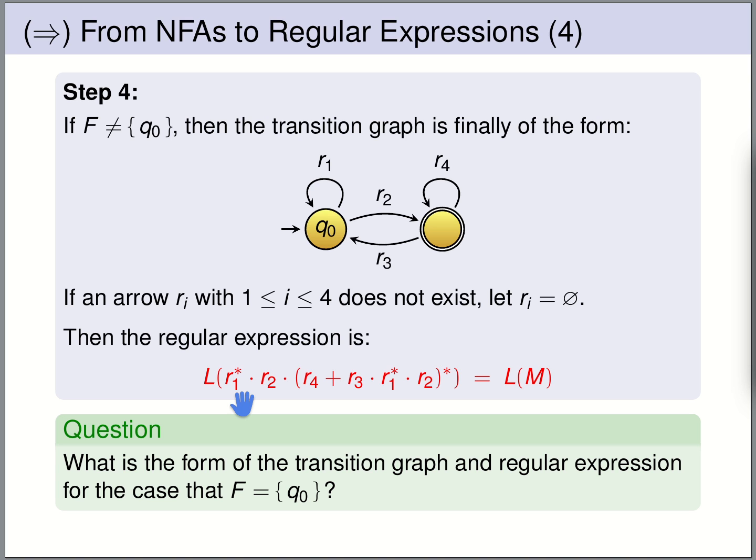Now, what happens if the final state is also the starting state? Then we end up with an automaton that has a single state that is both starting and final. Since we have removed all the double arrows, there can be at most one transition in this automaton. There can be only one loop on this single state. So let's say that the regular expression on this loop is R, then the regular language that this automaton accepts is just R star. We can take this R loop an arbitrary number of times and we will always end in the final state.